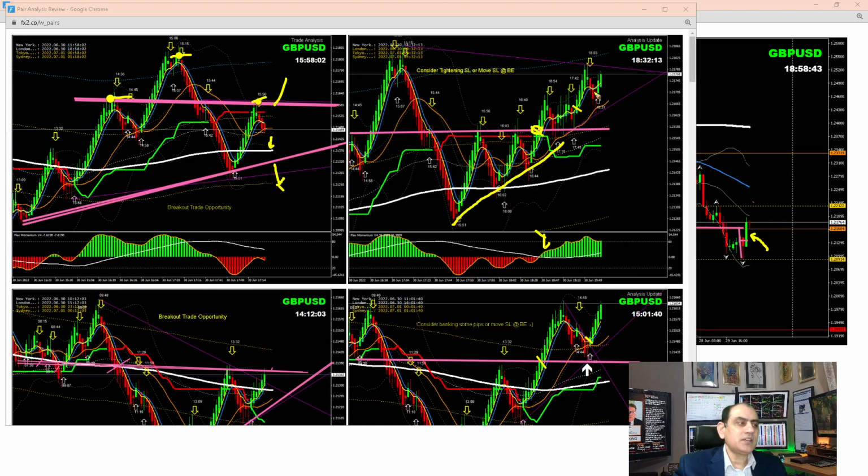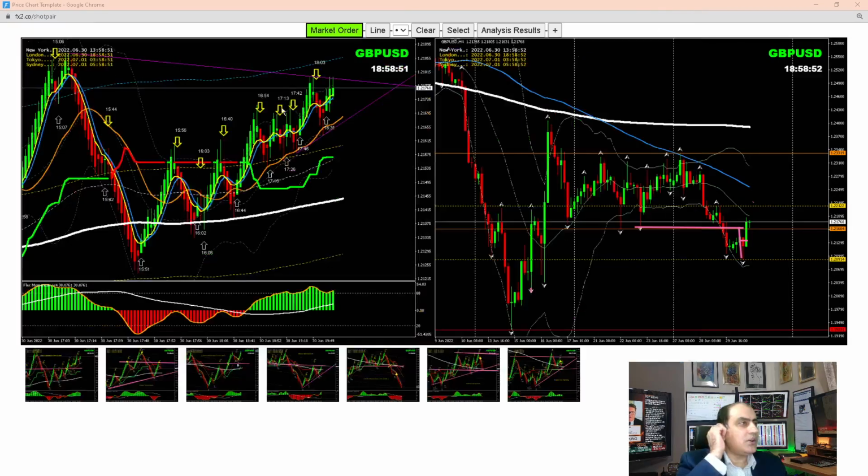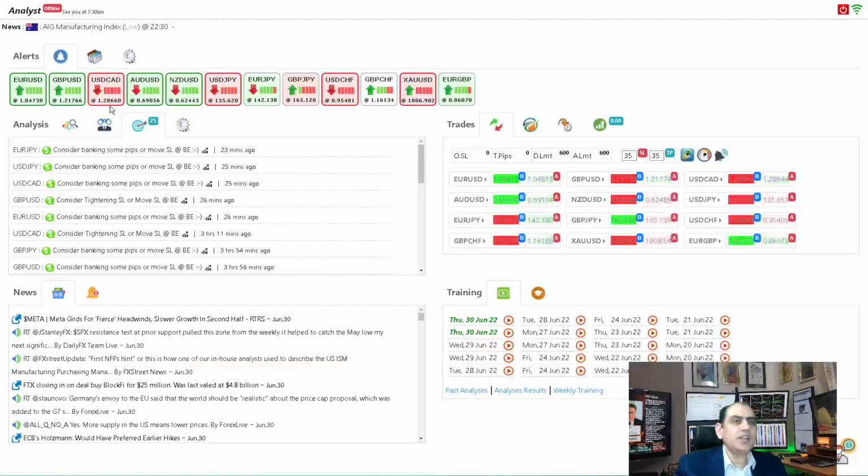As I said to you guys, just take a ride and keep taking profit, and most of the traders are still holding long on EUR/USD, GBP/USD, and short on USD/CAD. All right, so we had an amazing trade on GBP/USD. Let's move into USD/CAD.